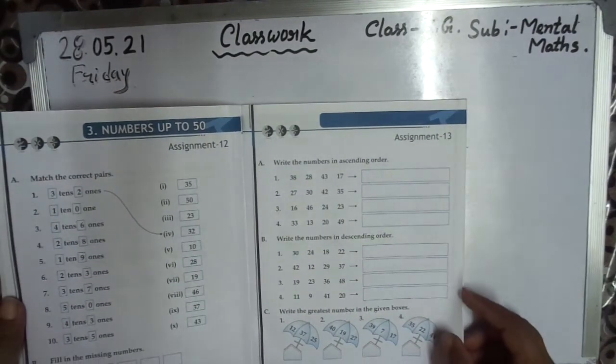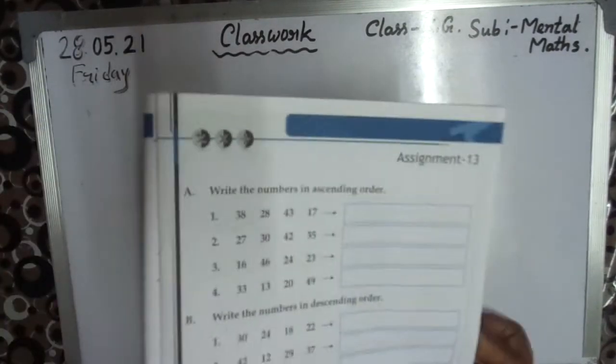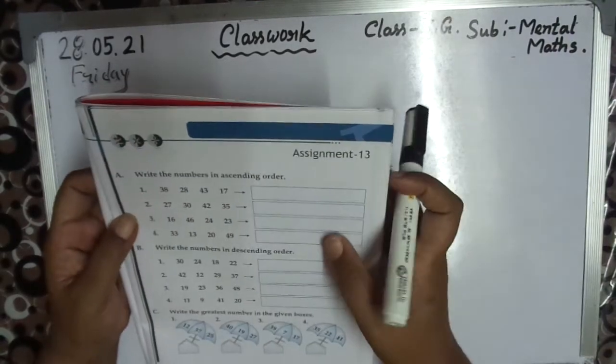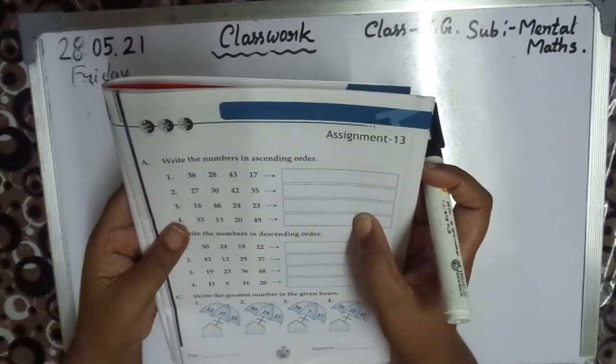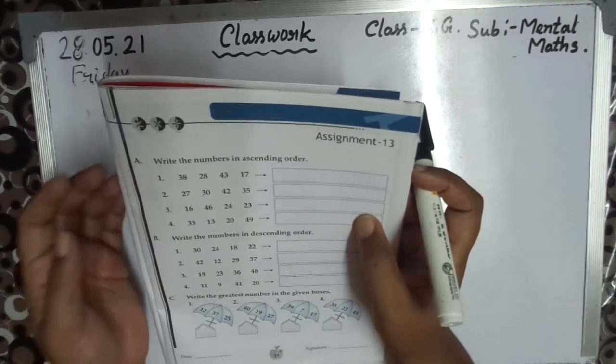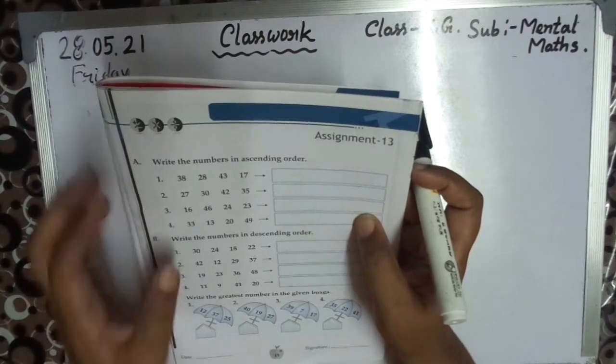Mental maths check-out. Chapter 3, numbers up to 50, page 15, pick out. Assignment 13, page 15. A. Write the numbers in ascending order. You know, ascending order means smallest number to greatest number. Okay.